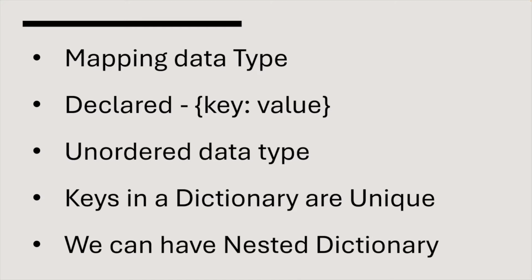We can have nested dictionaries. A key can have another dictionary as a value. Let us now start coding to understand the dictionary data type.